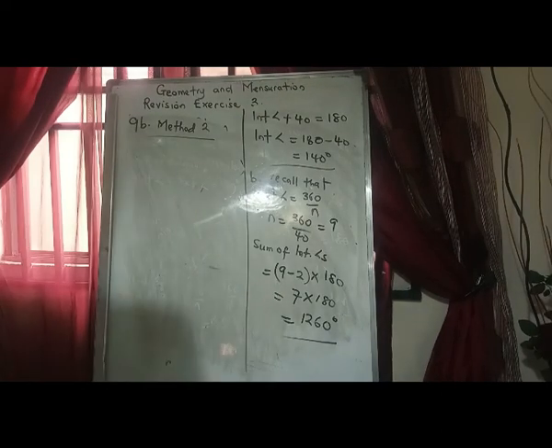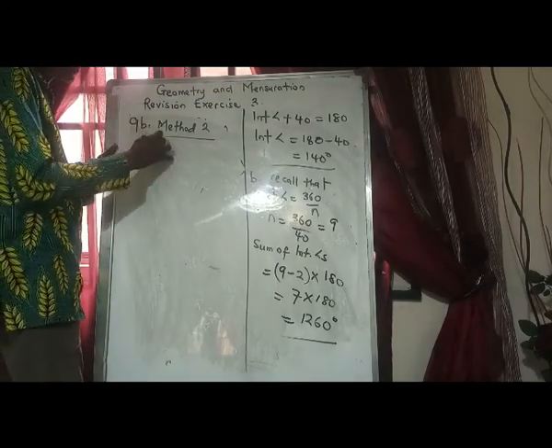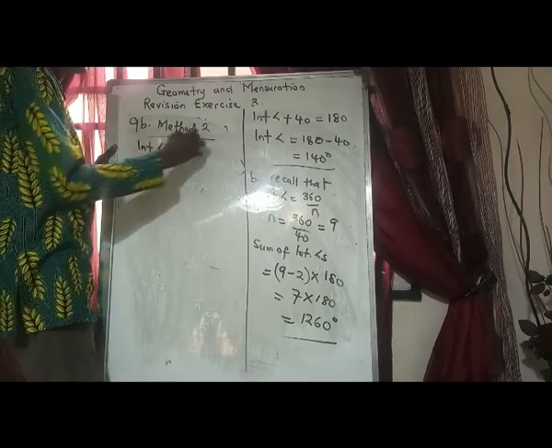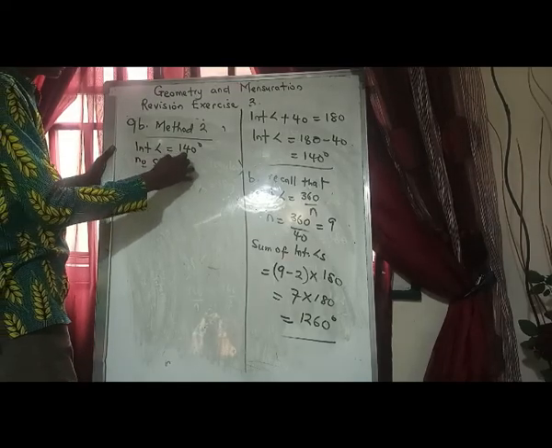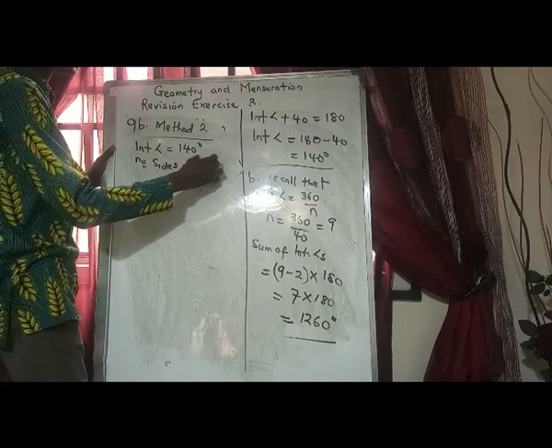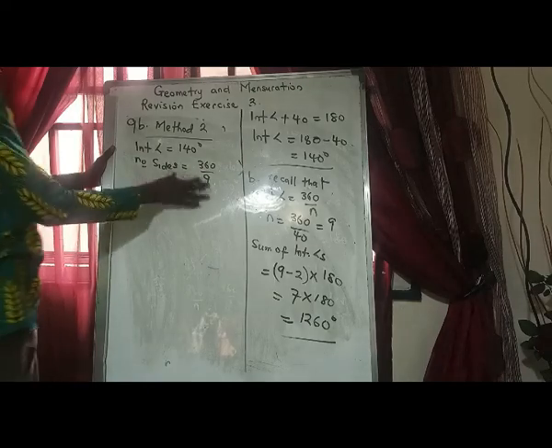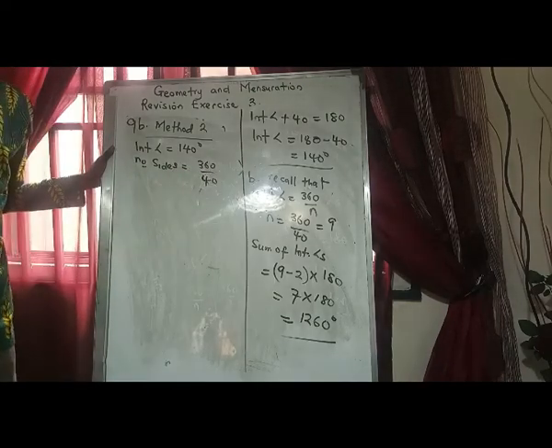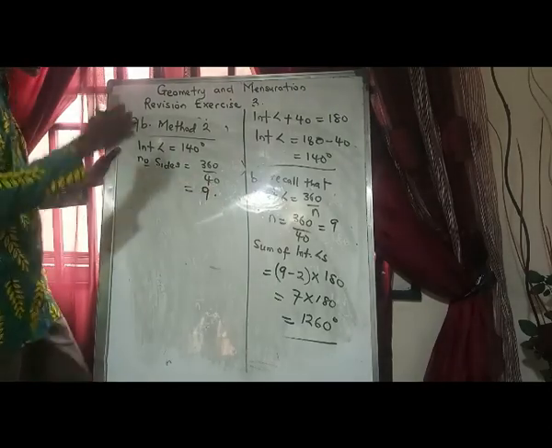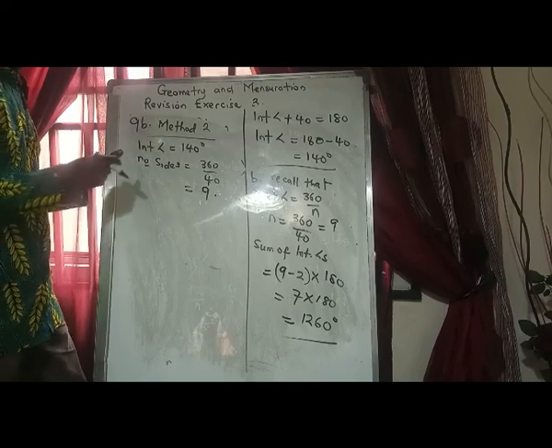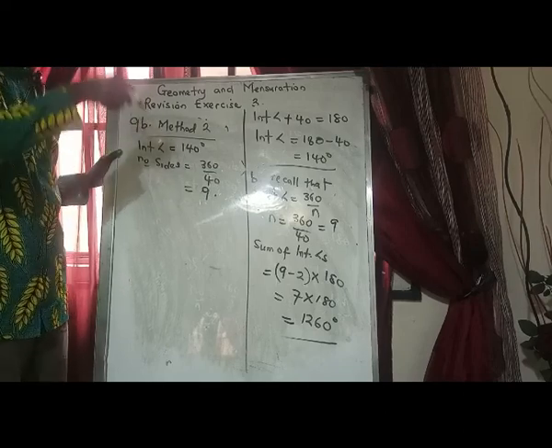Now, from method 1, we know from 9a that the interior angle is equal to 140 degrees. We also know that the number of sides will be equal to 360 over 40, because of our concept of exterior angles. So this will give me 9.